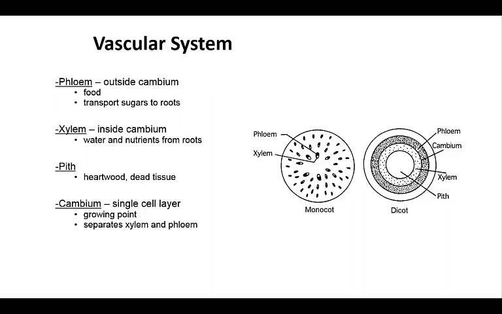So the cambium is a single cell layer. It's a growing point that separates the xylem and the phloem. In the case of the monocots, the cambium works for a very short time to create a small pocket of phloem cells and 1 or 2 or maybe 3 xylem cells to the inside, and then it stops functioning. Each of those little vascular bundles has that actively growing region for just a short period of time.